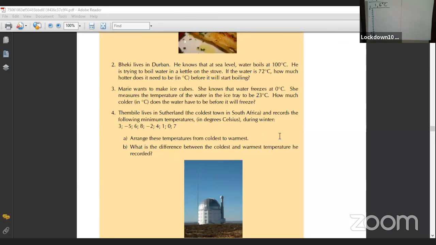Okay, so we need to find the difference. Yes, the difference is 23 degrees. It needs to be 23 degrees colder.